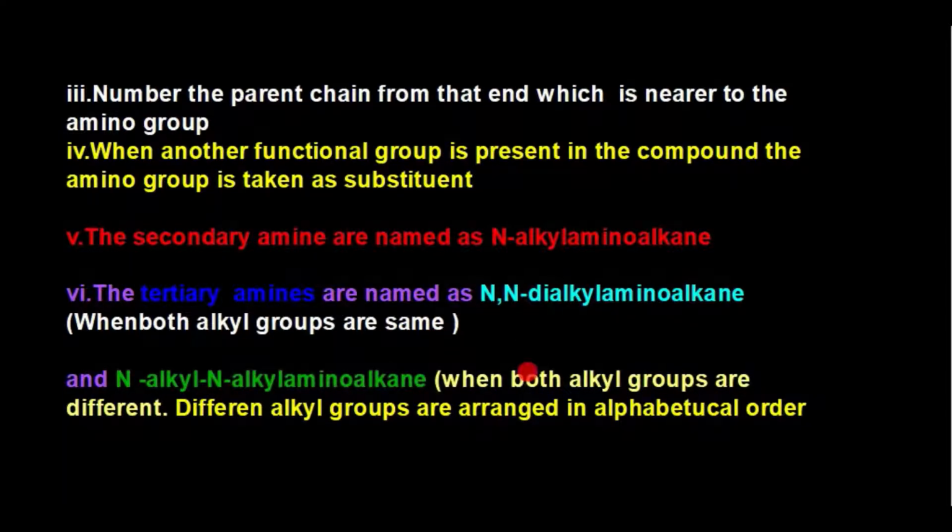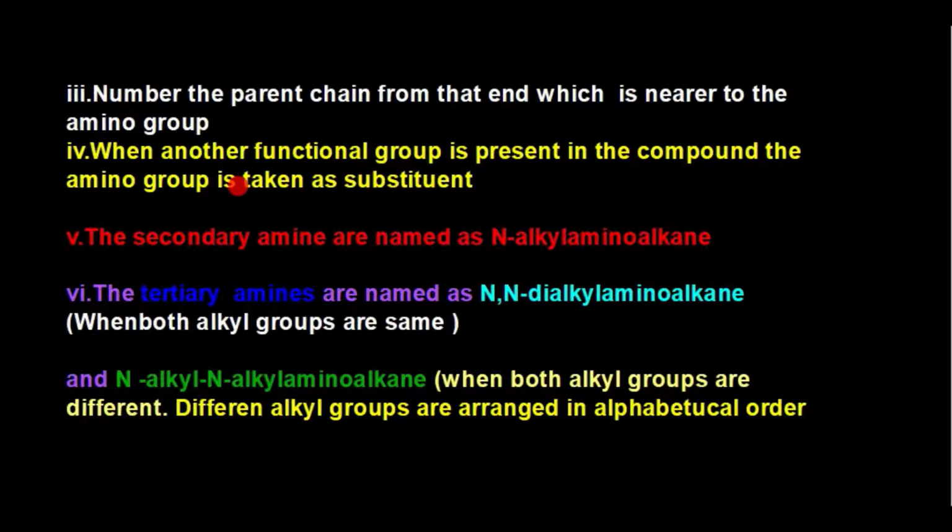Now students, if both the alkyl groups are different, then how can we write their names? We will use this way, that is N-alkyl amino alkane. When the alkyl groups are different, we must follow alphabetical order. It means different alkyl groups are arranged in alphabetical order. I hope the IUPAC rules for the nomenclature of amines are clear to you, students.